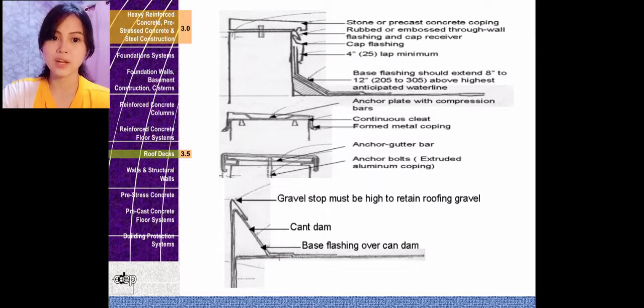We can see here stone or precast concrete coping, rubbed or embossed through wall, flashing and cap receiver. Cap flashing, 4-inch minimum lap. Base flashing should extend 8 inches to 12 inches, 205 to 305 mm, above the highest anticipated waterline. Anchor plate with compression bars, continuous slit, formed metal coping, anchor gutter bar, anchor bolts, extruded aluminum coping. Gravel stop must be hydrogen roofing gravel. Can dam, base flashing over can dam.